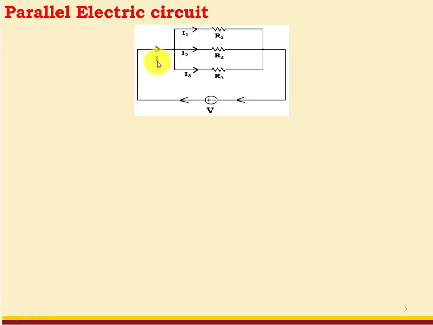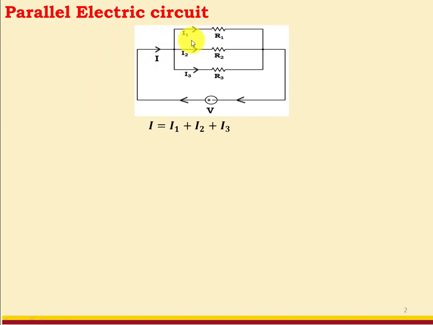Now what is the relation between currents I, I1, I2 and I3? To determine that, we need to apply Kirchhoff's current law. You can click on the I button to study in detail about Kirchhoff's current law. Now applying Kirchhoff's current law, which states that the algebraic sum of incoming current at a node is equal to the algebraic sum of outgoing current flowing away from the node.